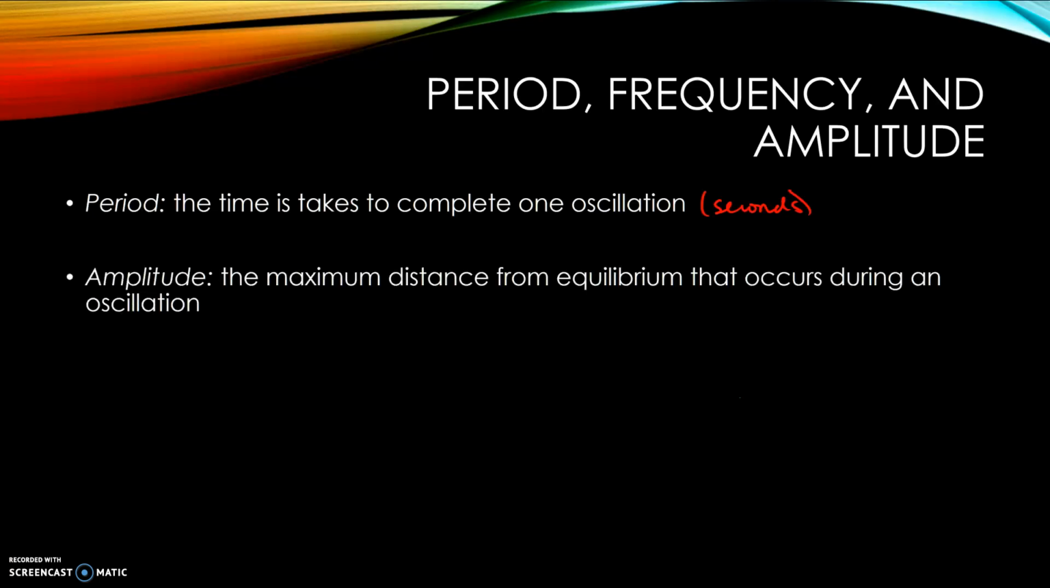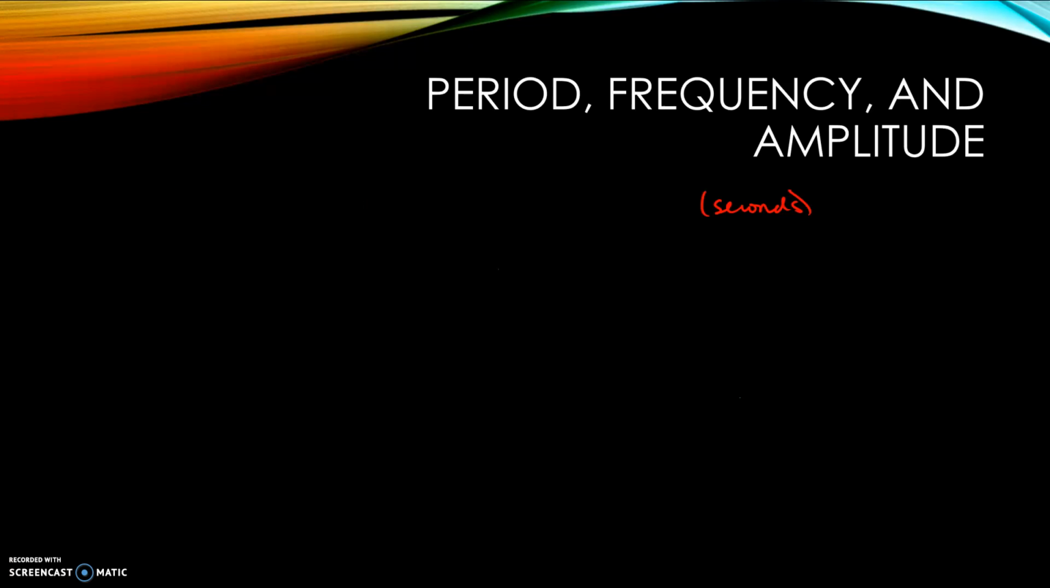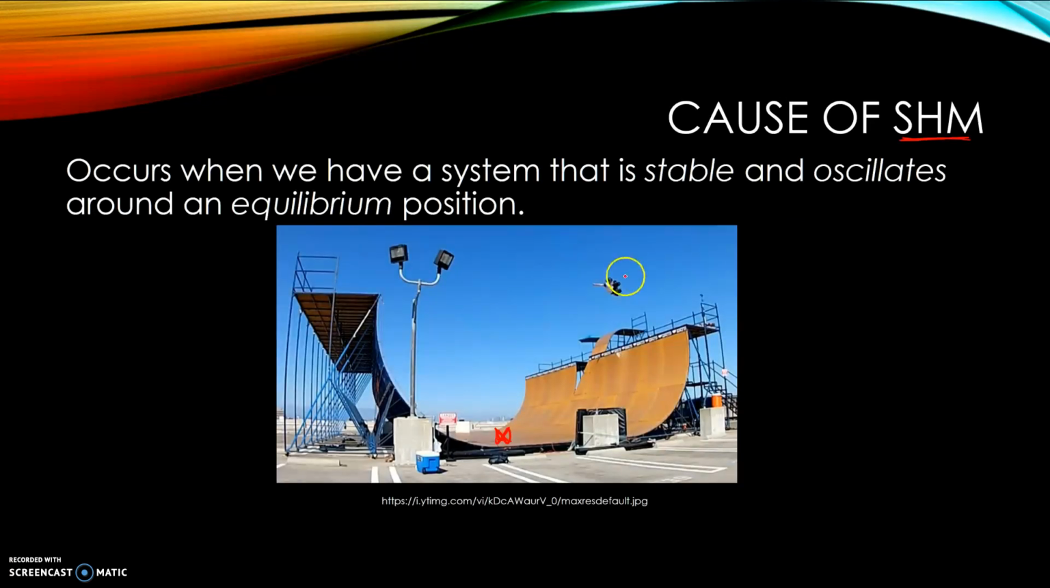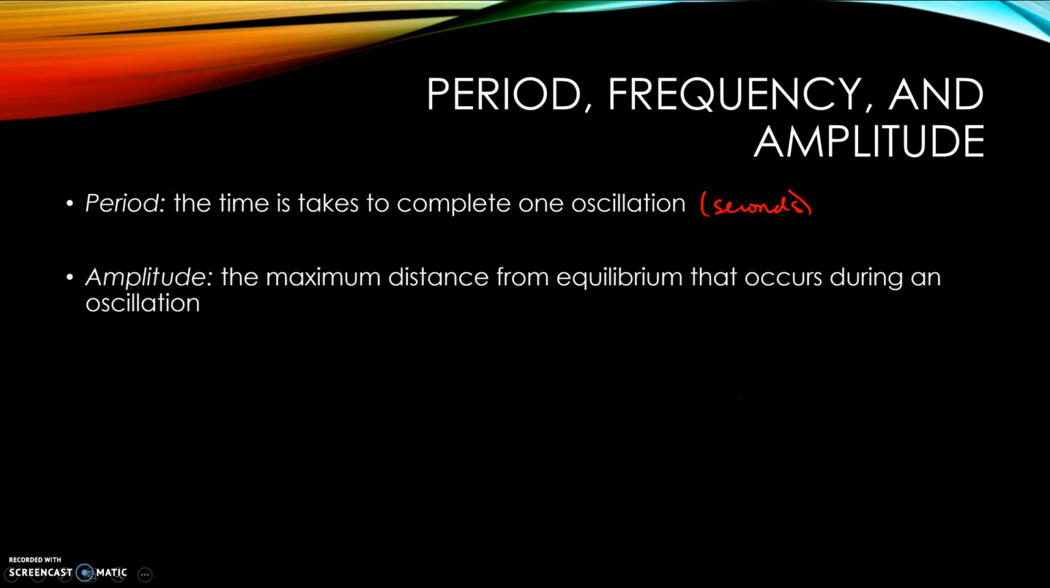Okay, amplitude. If you go back to the skateboarder here, the amplitude of his oscillation would be the maximum distance that he gets away from the equilibrium point. So the amplitude essentially is how far it's swinging or how far it's oscillating. This will be in meters, but again, you can use any unit of length for this oscillation.